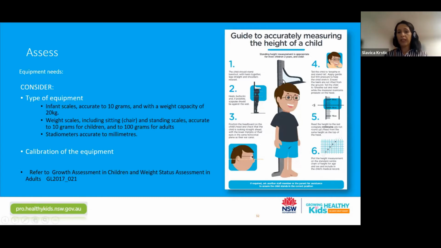Now, when you're measuring a child, we want to do it appropriately. So making sure that there are no shoes or heavy jackets on, asking the child to stand nice and tall, having legs together. Adding 2 centimeters to an adult's height might not make much of a difference to a BMI, but adding 2 centimeters to a child's height would dramatically change their BMI. There is a growth assessment in children and weight status assessment guideline that tells us how to do this and what equipment we should be using, so feel free to refer to that as well.